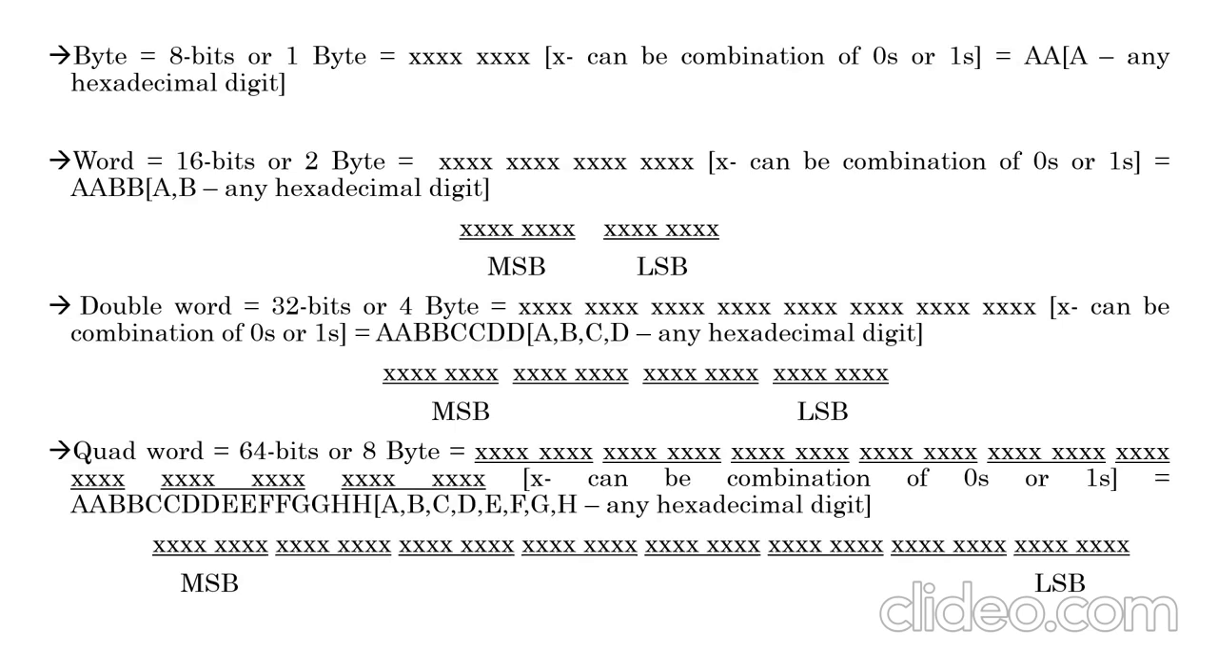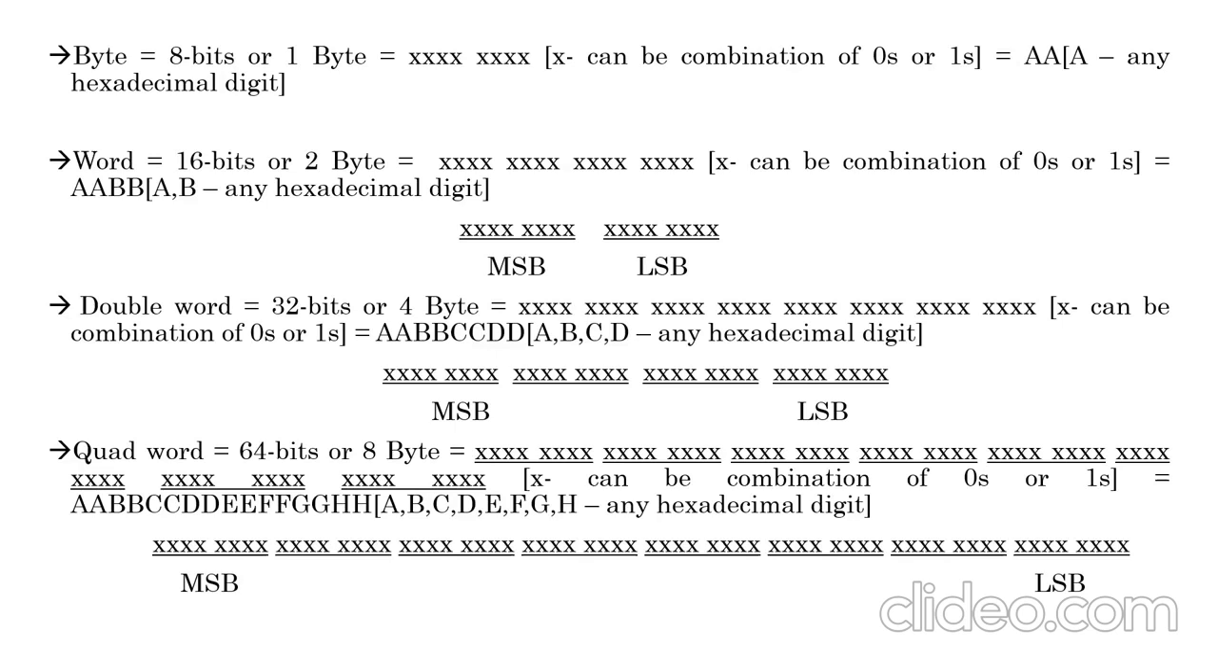In 16-bit data, the leftmost 8-bit data is called the most significant byte. The rightmost 8-bit data is called the least significant byte. The processor which could perform operations on 16-bit data is called a 16-bit processor. Examples are Intel 8086 and Intel 8088. These are examples of 16-bit processors.